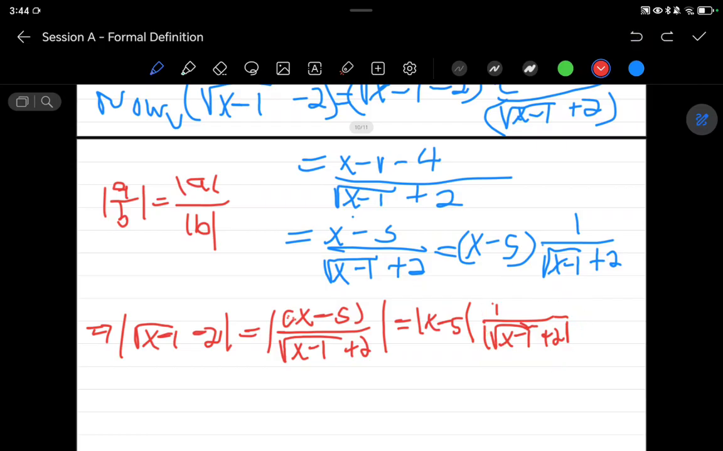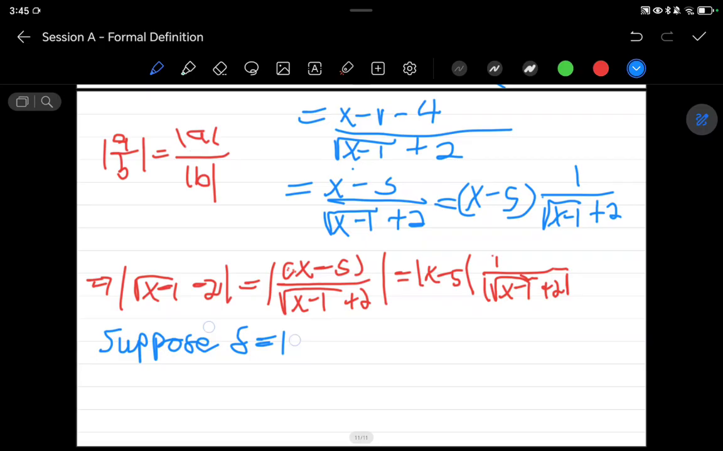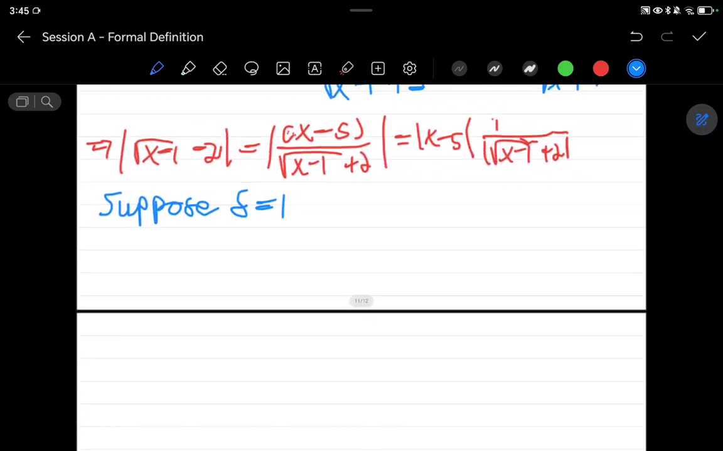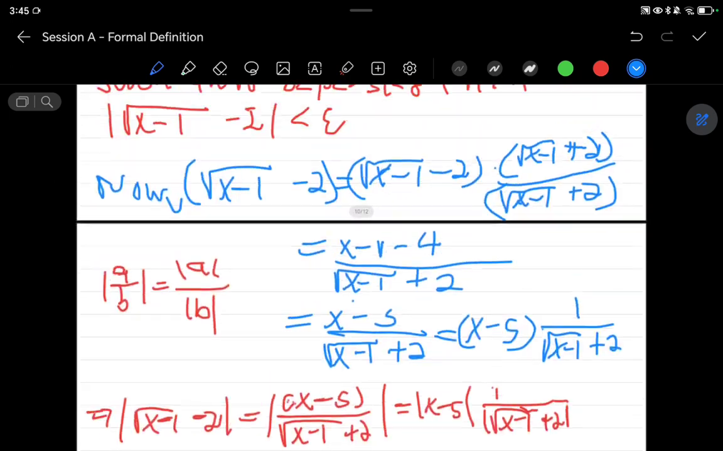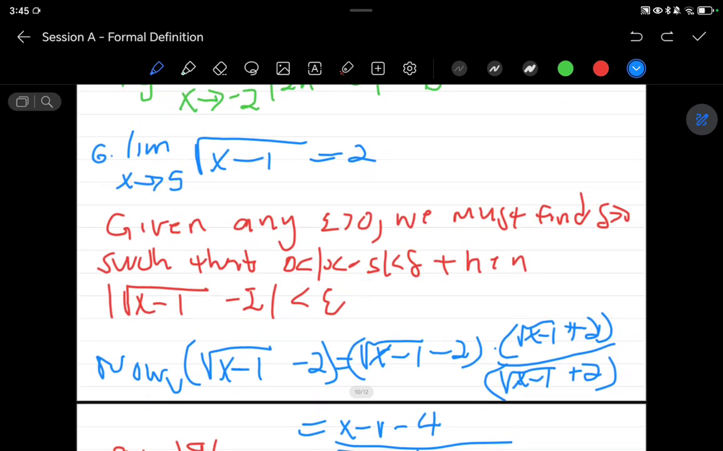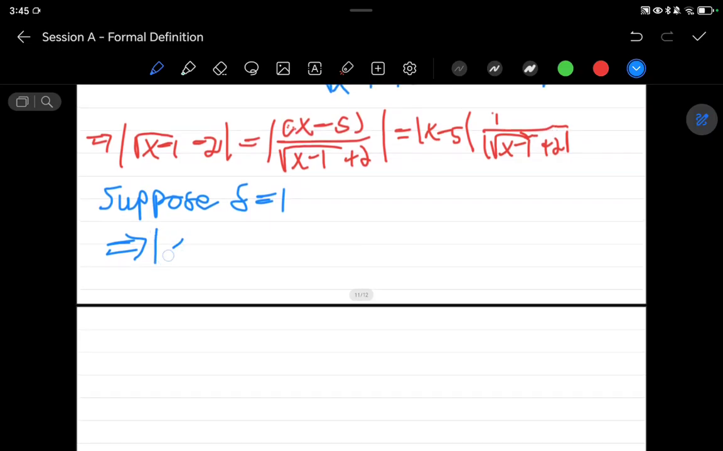we must get rid of it. For us to get rid of it, we should suppose that delta is equal to 1. You see, right? Since delta is equal to 1, this would imply we take it from this absolute value of x minus 5 is less than 1, which would imply that minus 1 is less than x minus 5 is less than 1.